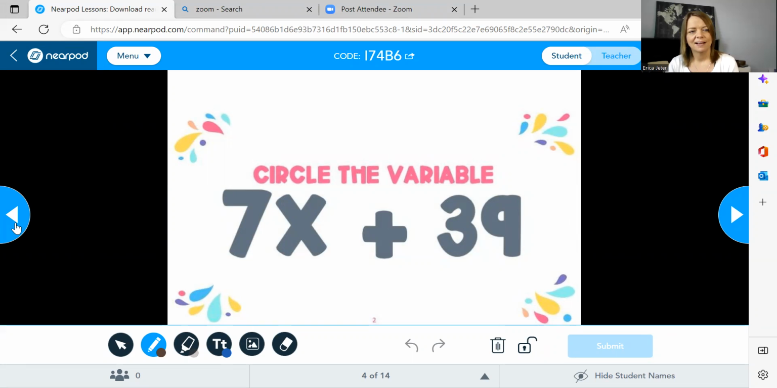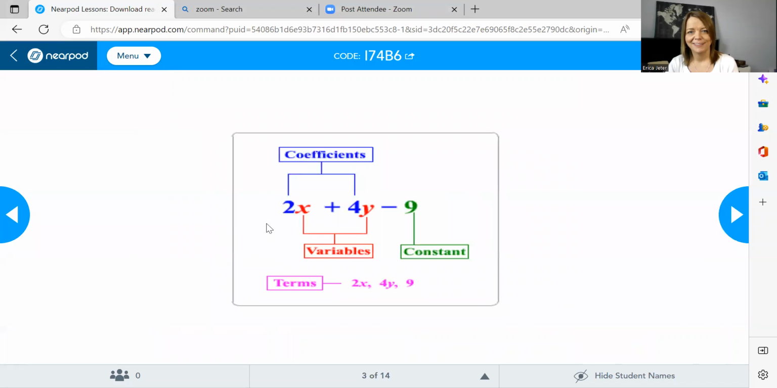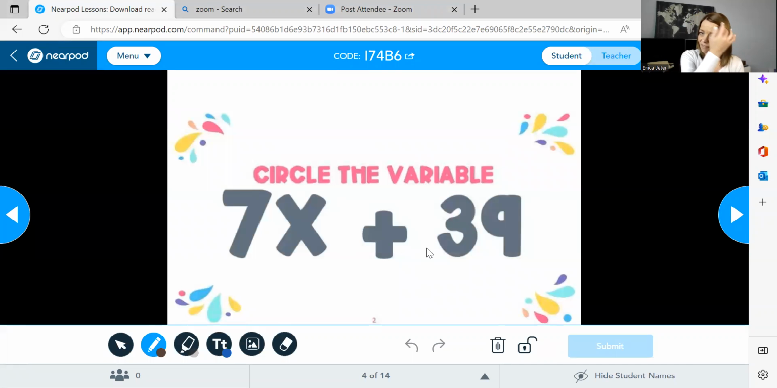Let's go back a slide. Let's go back and do a little review here. So our coefficients are in blue. Our variables are in red. Those are two different parts of the same term. So the variable itself, remember, is that letter, that symbol that represents an unknown quantity. So coming back here, the variable, if you want to change your answer, change the chat that you sent me, go ahead and do that. What is the variable? Go ahead and circle that.